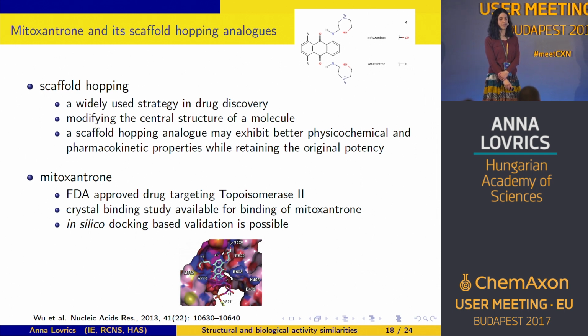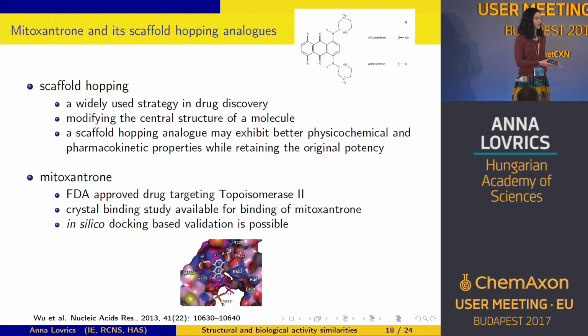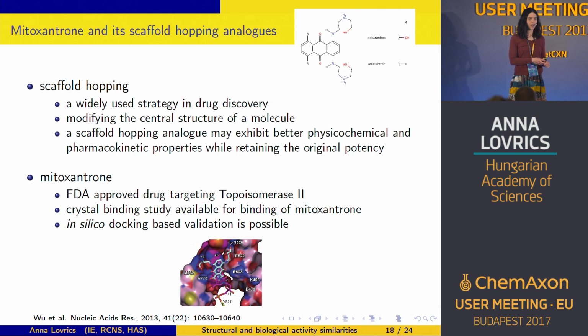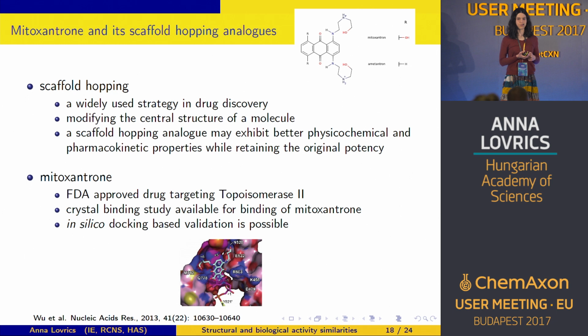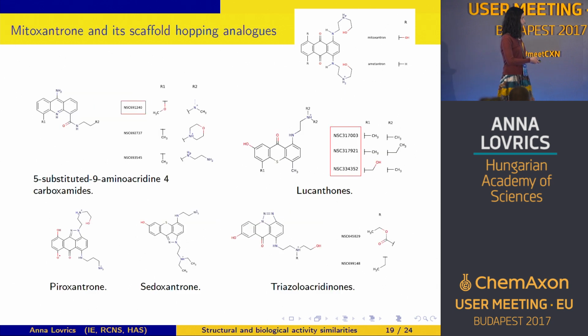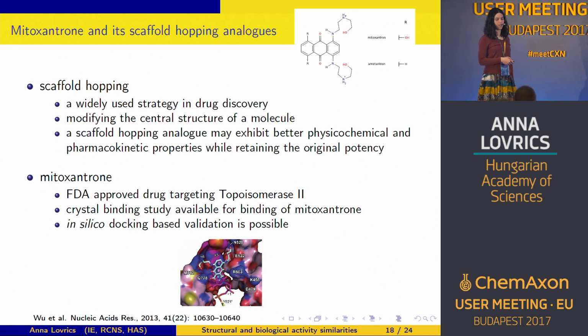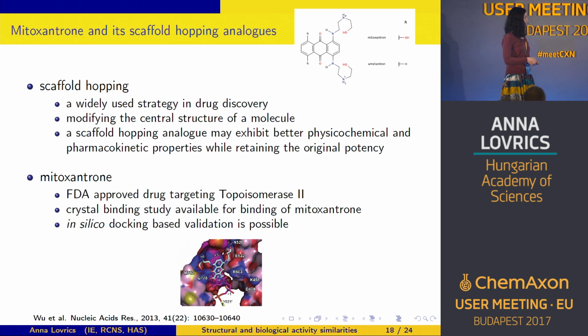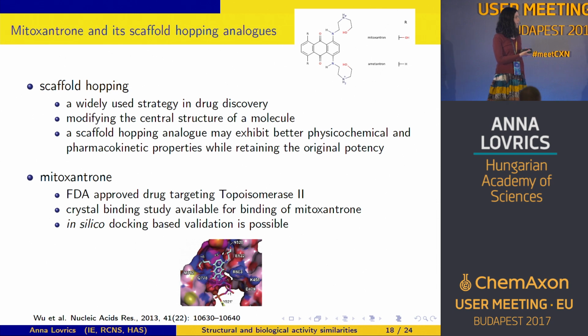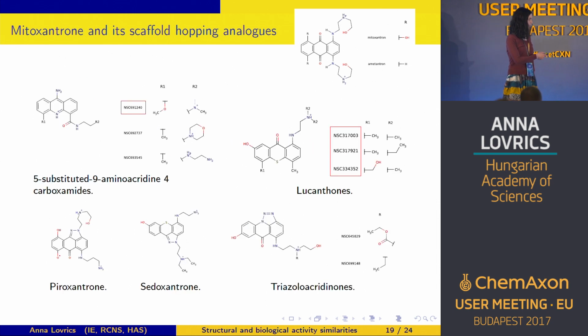And we have looked at potential scaffold hopping analogues of FDA-approved drugs using this method, just selecting an FDA-approved drug, and then around this selecting other molecules which were similar in their shape and their biological activity, but dissimilar in their molecular descriptor-based similarity. And the one for which I will show you the results now is mitoxantrone. It's an FDA-approved drug which poisons topoisomerase. And also, a crystal binding study is available for when mitoxantrone is bound to topoisomerase 2. So we will be able to do in silico docking validation.